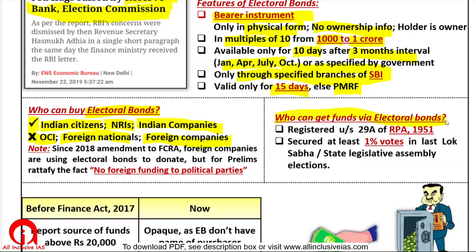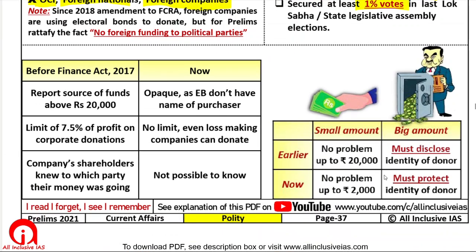Who can get funds by electoral bonds? You have to register your political party under RP 1951, right? And you should have got at least 1% votes in the last Lok Sabha or State Assembly elections. What difference has this Finance Act 2017 brought? Earlier, if a political party got funds of more than 20,000 rupees, they had to tell from where they got this money. Now they don't have to tell.